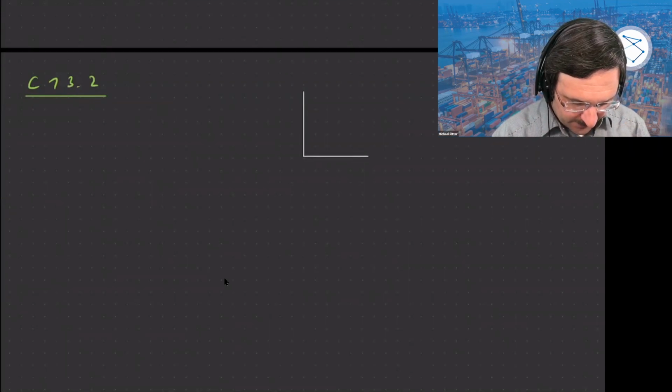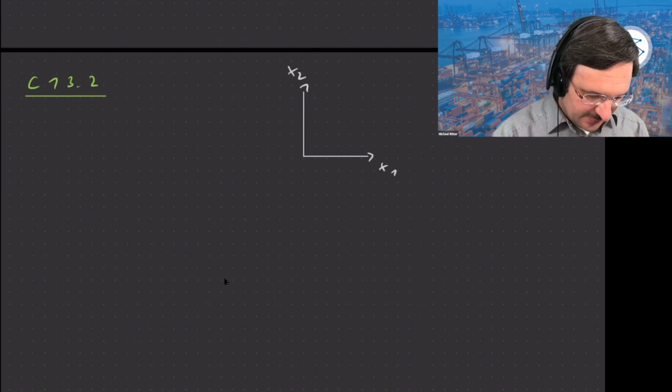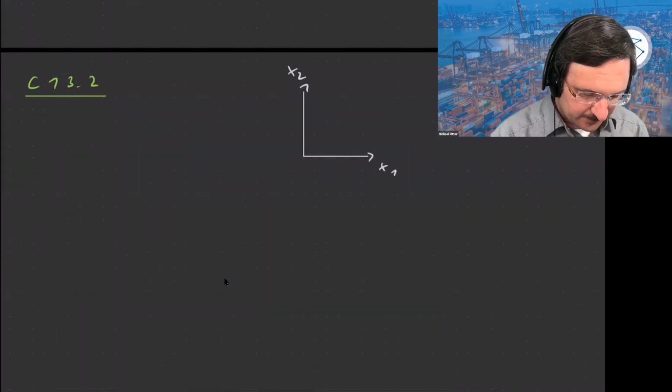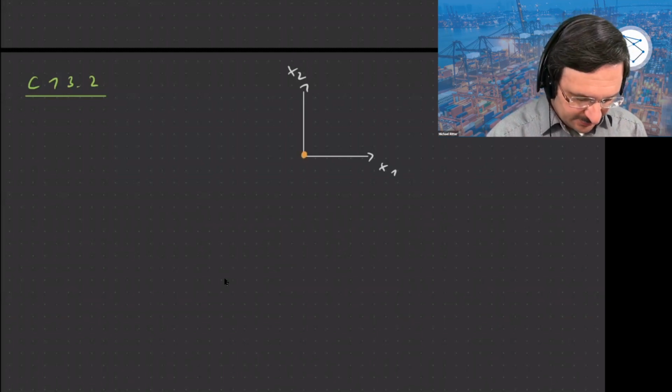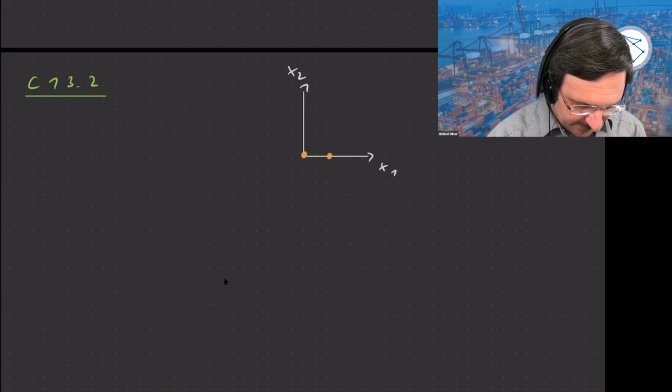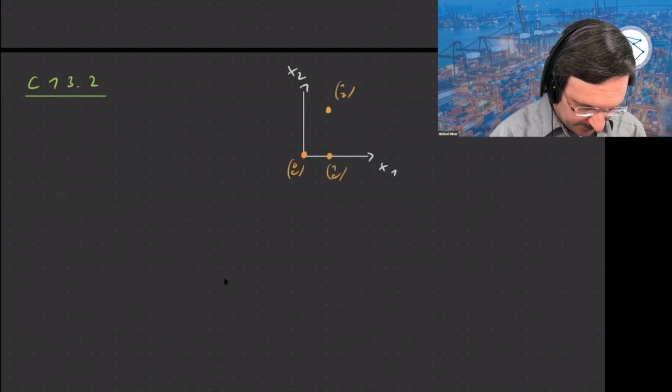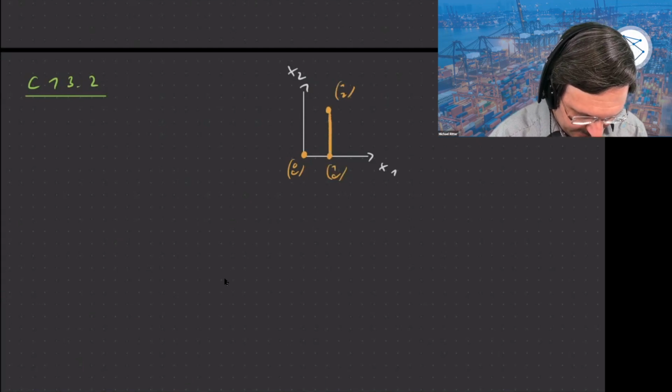Maybe let's start with a sketch again. So sorry, that's x1, of course. That is x2. So we have a triangle here. The vertices are the origin, 0, 0. Then there's 1, 0. And then there's 1, 2. Right, so here's the origin. Here's 1, 0. Here's 1, 2. And here is our triangle.